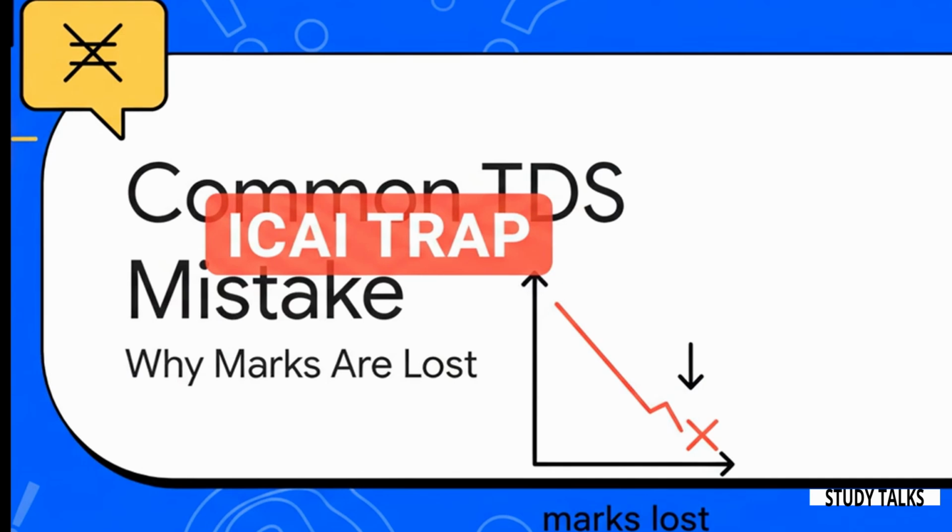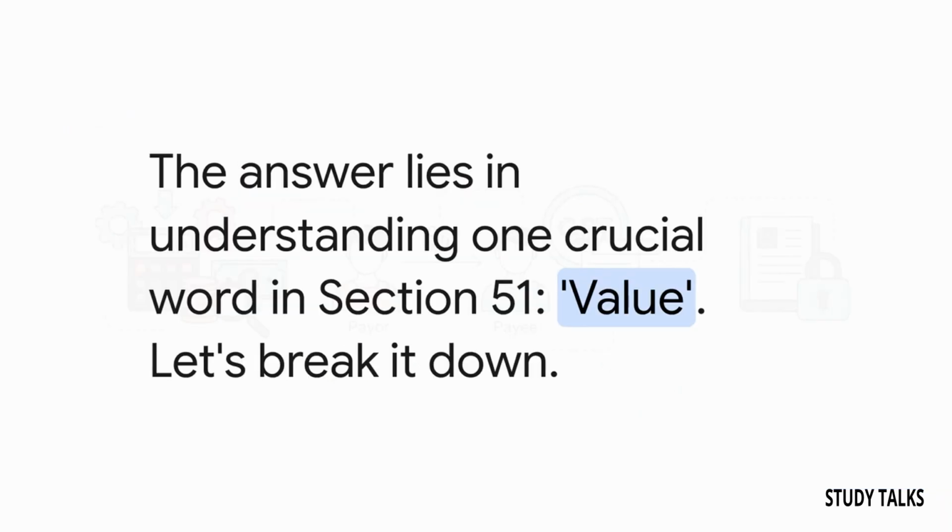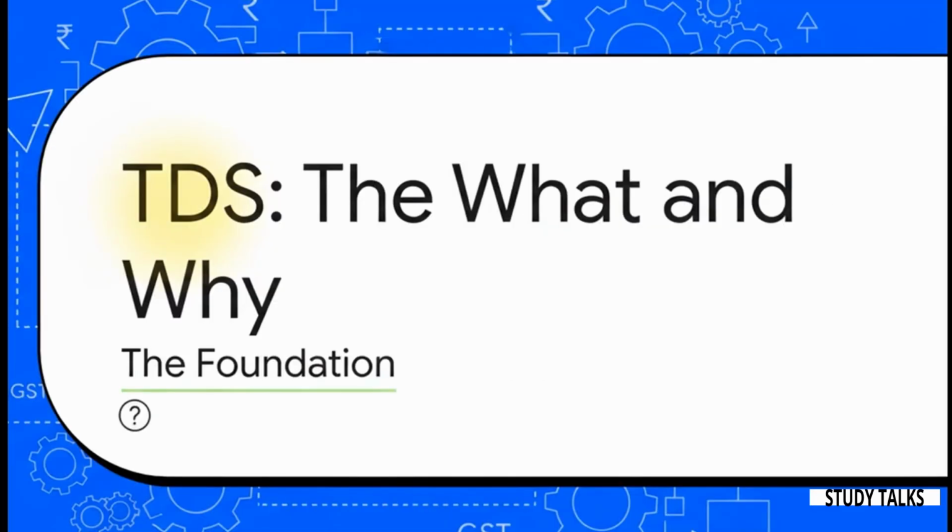Let's be absolutely clear about this. This confusion between the total invoice value and the taxable value is a classic ICAI move. It looks so simple, but this is exactly where marks are lost year after year, just because this one concept isn't crystal clear. The entire solution, the key to grabbing these marks, comes down to understanding how the law defines one single word. Value. It's not about some crazy complex calculation, it's about reading the section precisely, and that's exactly what we're going to do right now.